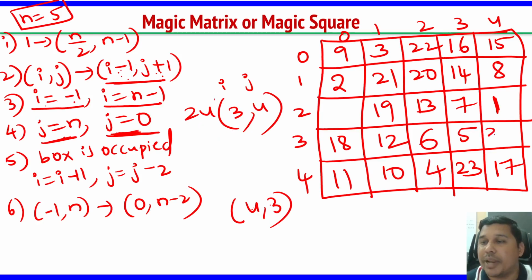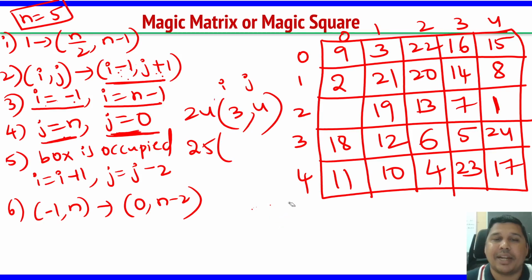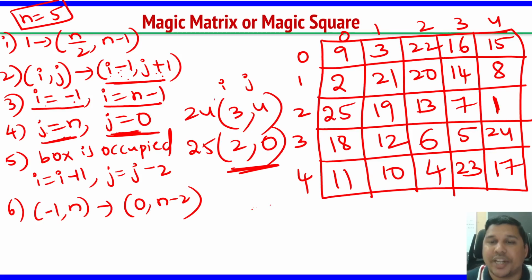Then for 25, if the previous element is at 3, 4, then the next element will be at I minus 1, that is 3 minus 1, 2, and j plus 1, that is 4 plus 1, 5. But this is going beyond my range. So what do I have to do here? When j is n, make j as 0. So the new location becomes 2, 0. At 2, 0, you place 25. Our for loop will stop here because it has been iterating from 1 to 25.